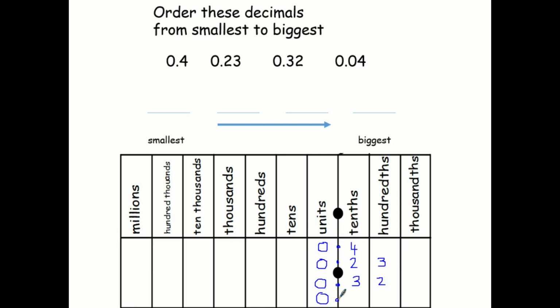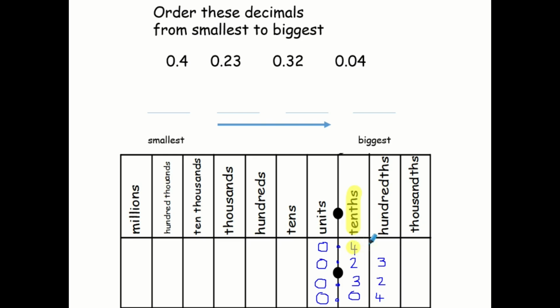And none of them have anything in the units column. So there's 0, 0, 0, 0. There's nothing in the units column for any of them. But then I need to pay attention to the tenths column. Here, I've got a 4, so that one must be the largest, because that's a 2, that's a 3, and that's a 0. So if I've got a high number in this tenths column, and there's nothing in any of the units columns, then this one must be the largest, or the biggest.